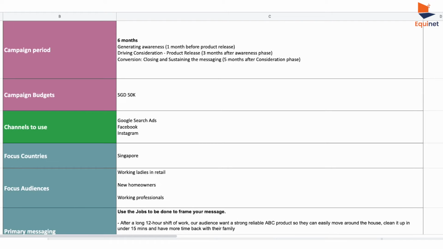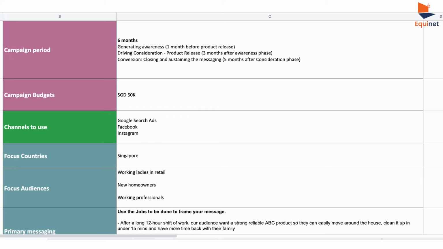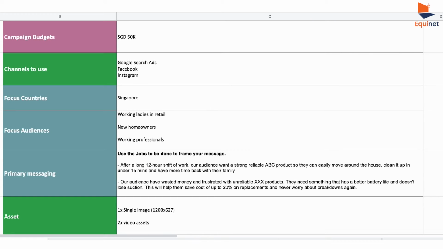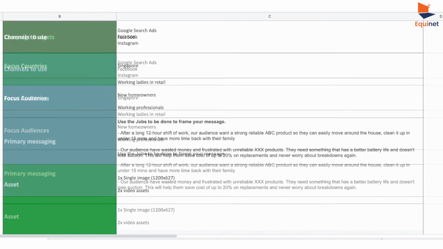The campaign period is how long the specific campaign will run for. Now, this can be any period of time and is completely dependent on your strategy and campaign approach. In this example, the campaign period is 6 months, and you can see how long the different phases of the campaigns will run for. After that comes the campaign budget. This is the overall budget for advertising efforts in this campaign.